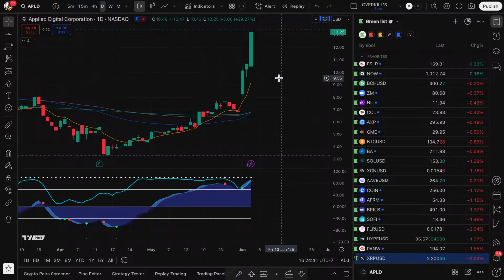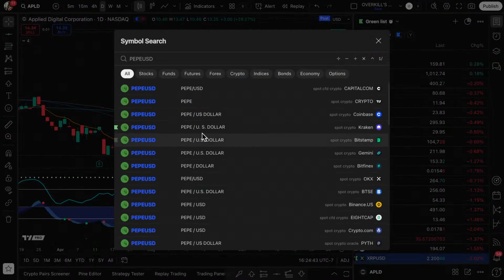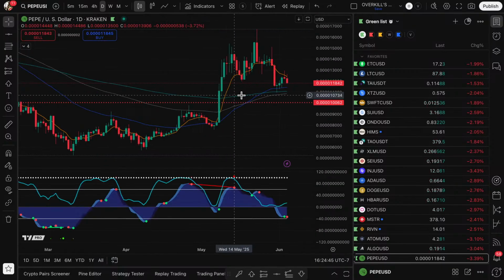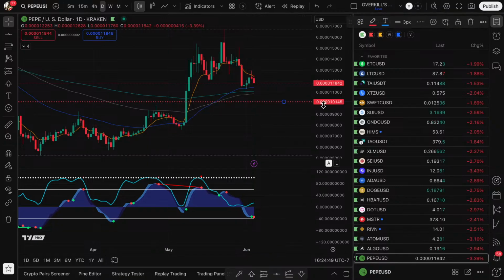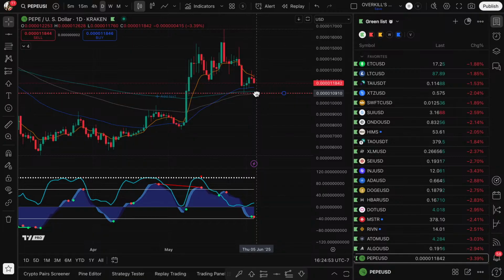What else we got? Pepe golden dot. Pepe's got a golden dot. I don't see that. Nope, it's got a red dot. So Pepe, we're still watching that 0.00001 level. Okay, you got a red dot here today. So that's a good place if you want to set a stop loss. If that breaks, we'll most likely come back down here and test this level.